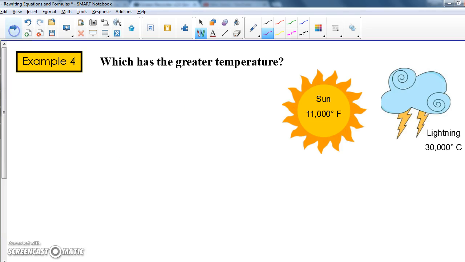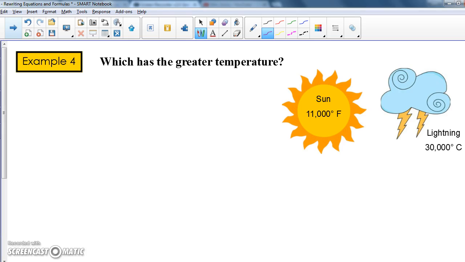All right, let's take a look at one more example. Example 4 says, which has the greater temperature? We have the sun, which is 11,000 degrees Fahrenheit. We have lightning, which is 30,000 degrees Celsius. That's like comparing apples and oranges. I can't definitively say lightning is more because 30,000 is bigger than 11,000. The units are different.